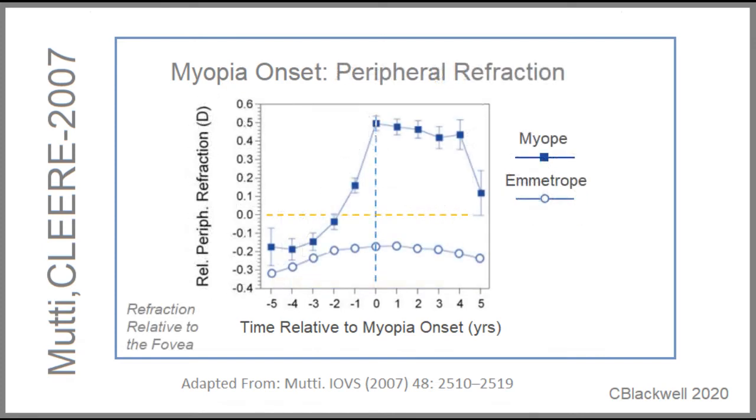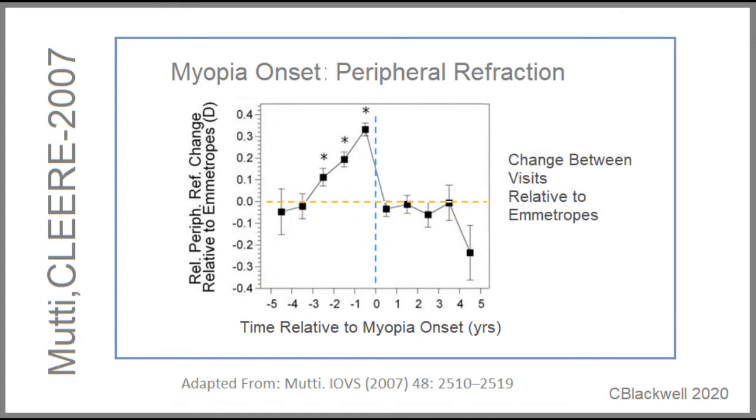We mentioned earlier that peripheral refraction is thought to be the guide for emmetropization. This is the peripheral refraction measured at 30 degrees nasal to the fovea. It is given as the refraction relative to the fovea. Early on, both groups are myopic relative to the fovea, and the emmetropes stay there the whole time. The myopes start slightly less myopic, becoming peripherally hyperopic just 1 year before conversion.